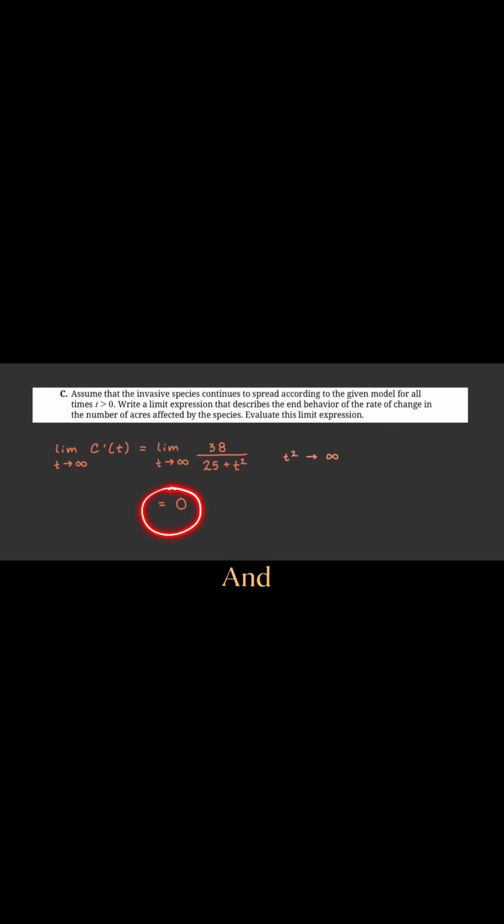That means we're taking 38 and dividing it by a huge number. And when you divide a constant like 38 by a number that keeps growing toward infinity, the value of the fraction gets closer and closer to 0. So the entire expression approaches 0, and therefore the limit is 0. And this means that over time, the rate at which the number of acres is increasing slows down and approaches 0.